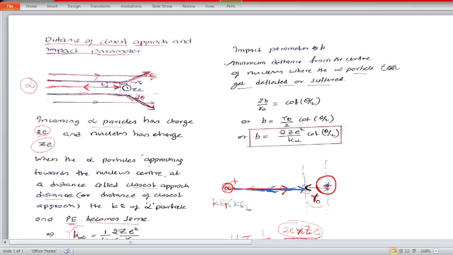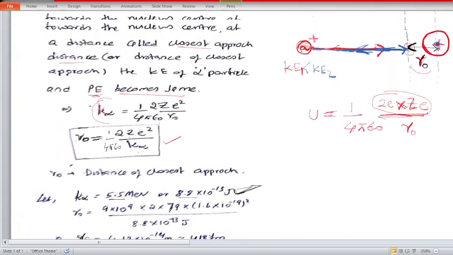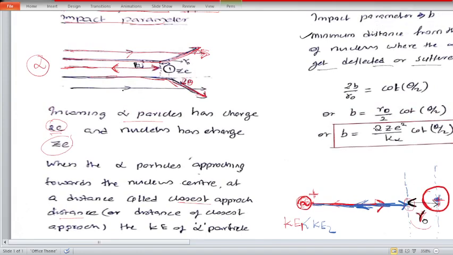Okay, that is the impact parameter. The impact parameter will be different for the given situation, for the given alpha particle with some kinetic energy. This impact parameter is represented as small letter b. The distance you can see from here, from the center of the nucleus to that trajectory, is the impact parameter, where the alpha particles can get deflected.